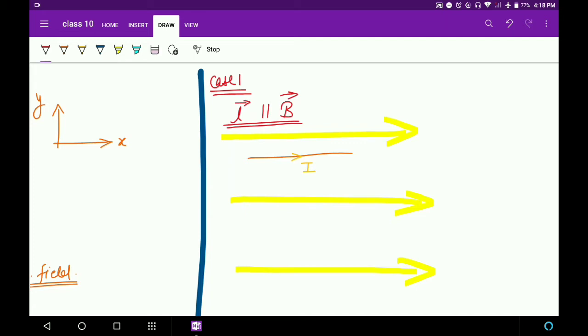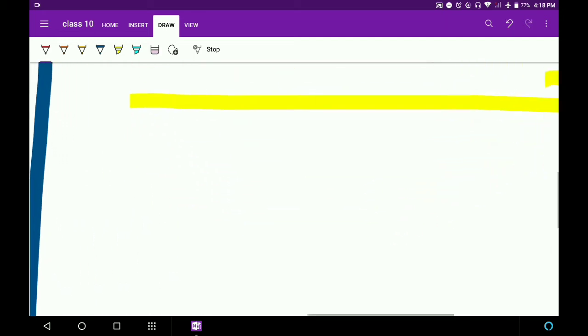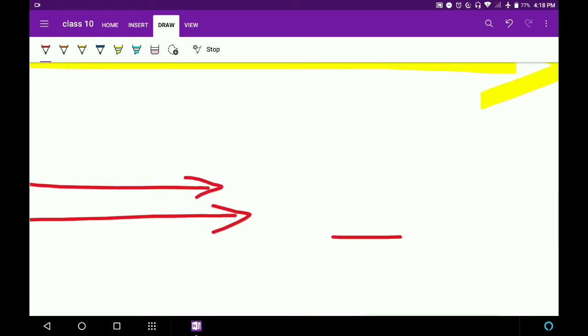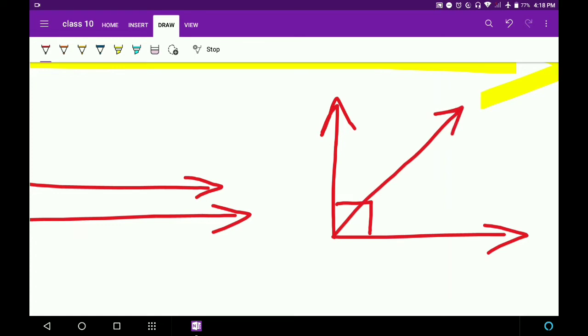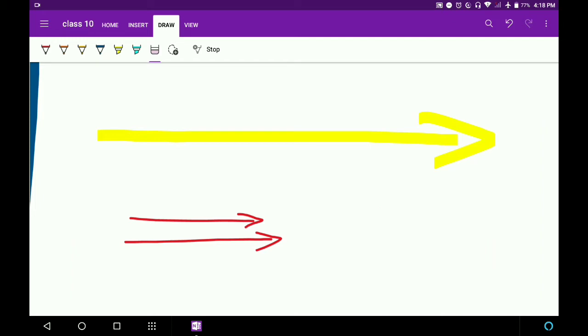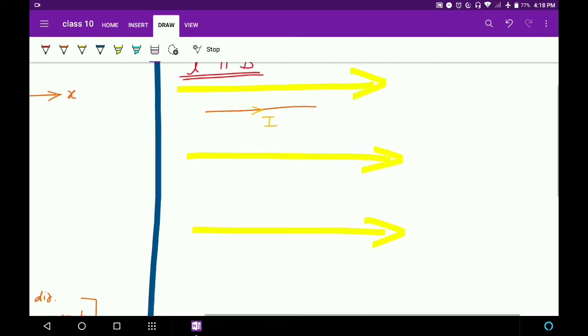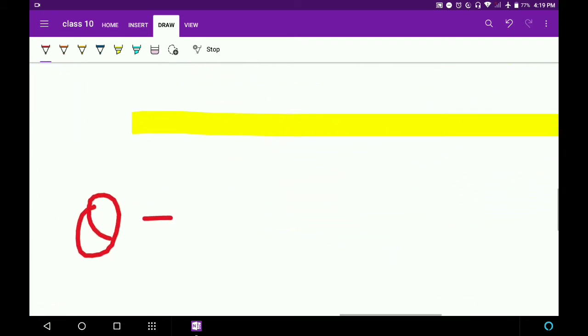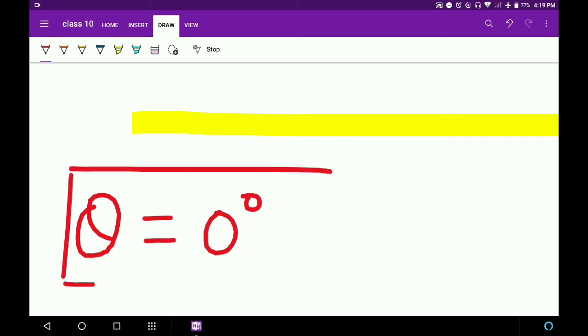And if they are parallel, what will be the angle between them? Angle between them will be 0. Check it out. Both are parallel, so what is the angle? 0, right? If both would have been perpendicular, then the angle would have been 90 degree. If it comes like this, it will become 45 degree. Now if it becomes totally like this, then the angle will be 0 degree, right? So I hope you have got the feel how it is 0 degree. So if they are parallel to each other, the angle between L and B is basically 0 degree.